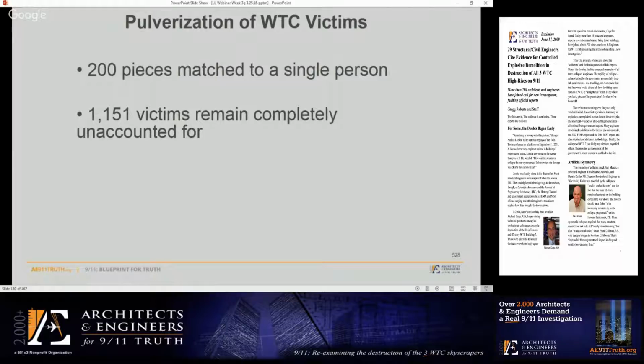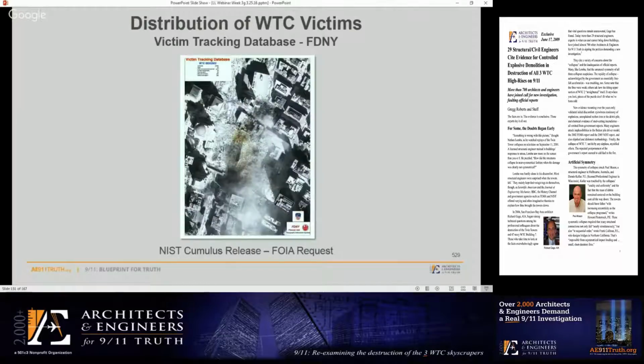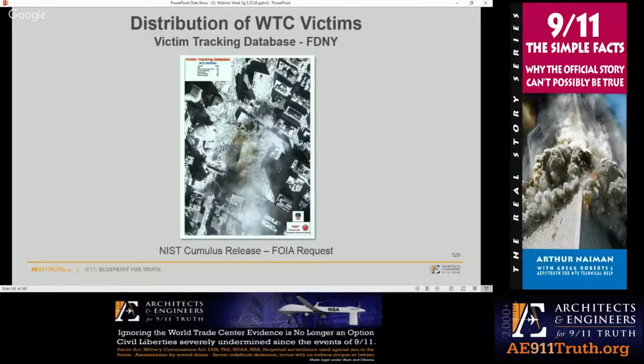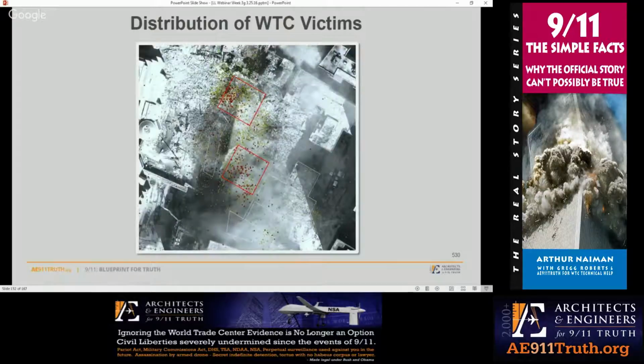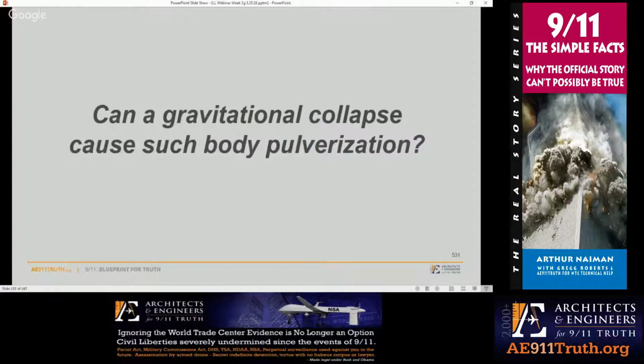What causes that? They should have been found between layers of floor stacked at the bottom of a gravitational collapse. And yet, if you look at the distribution of the victims, most of them are well beyond, outside the perimeter, along with all the dust. 600, 800, some of them 1,000 feet, these body parts outside of the building which they were in when it collapsed. Can gravitational collapse cause such massive pulverization of people and elements?